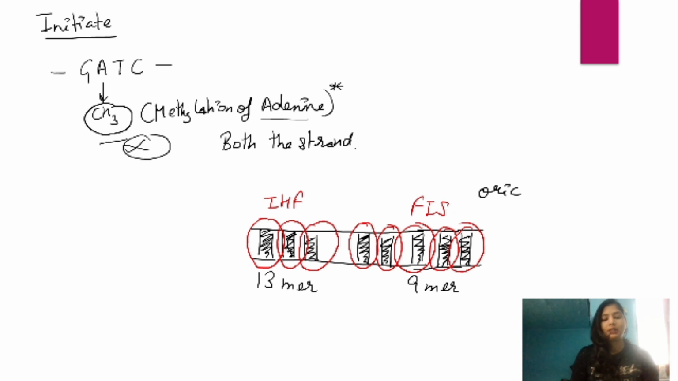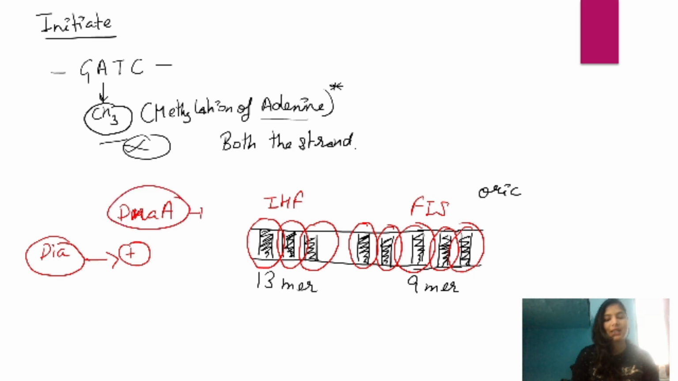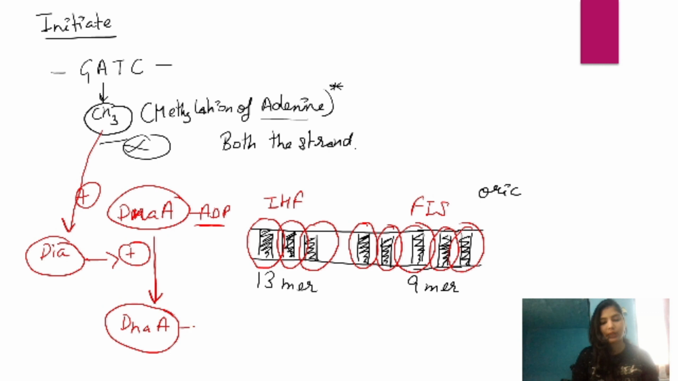Now what will happen is a protein that is known as DIA. DIA is first required to activate DNA A, which is initially ADP bound. DIA will activate when the GATC sequence, in GATC sequence the adenine group is methylated, then DIA protein will activate this DNA A, and DNA A will be converted by ADP into ATP.